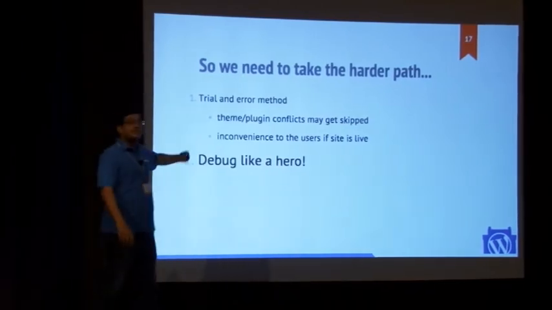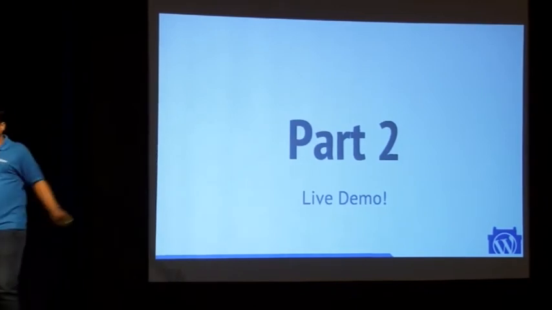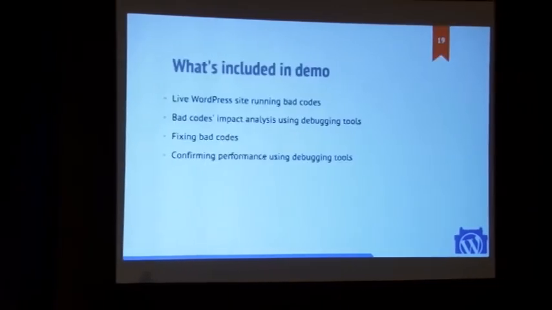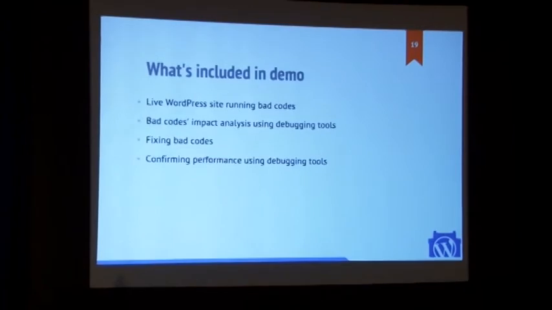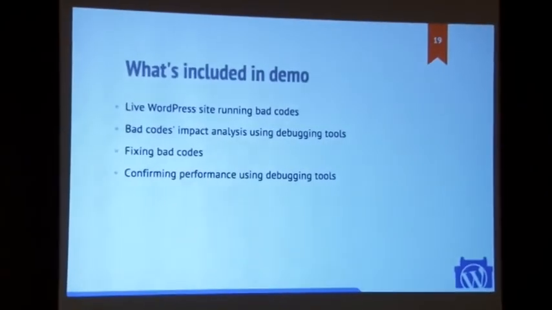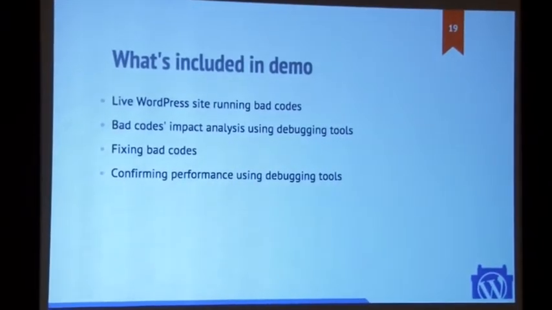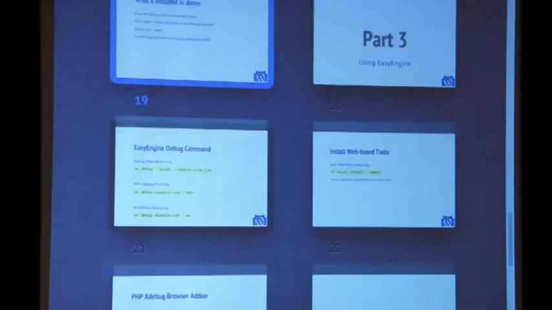So we will see how to debug like a hero on a live site. I will show you four things. First, I will show you a WordPress site running bad code, and we will analyze it, and then we will make a few small changes. You must have heard about WebGrind and other tools since morning. Let's see how they look.